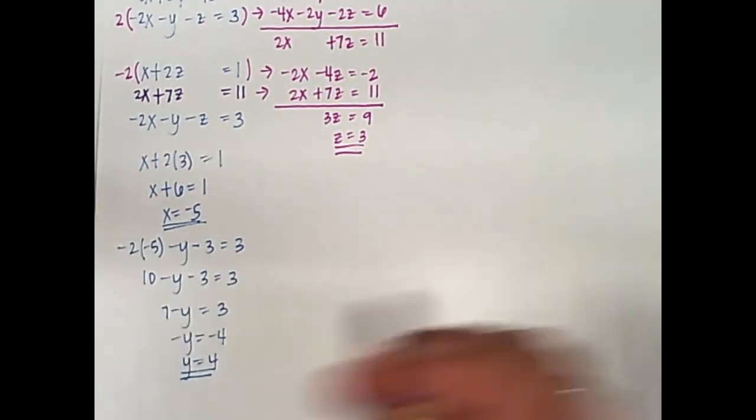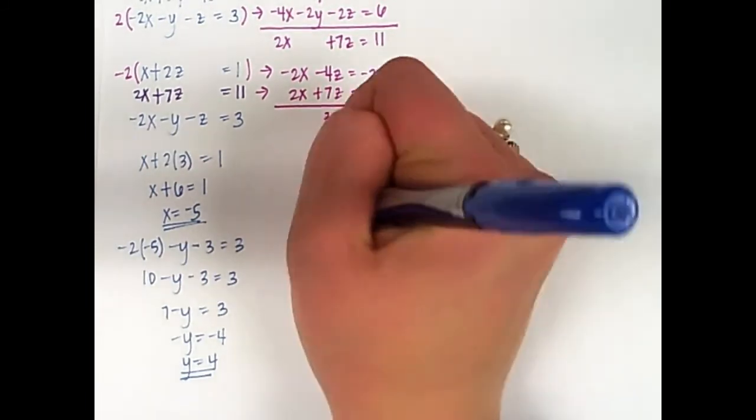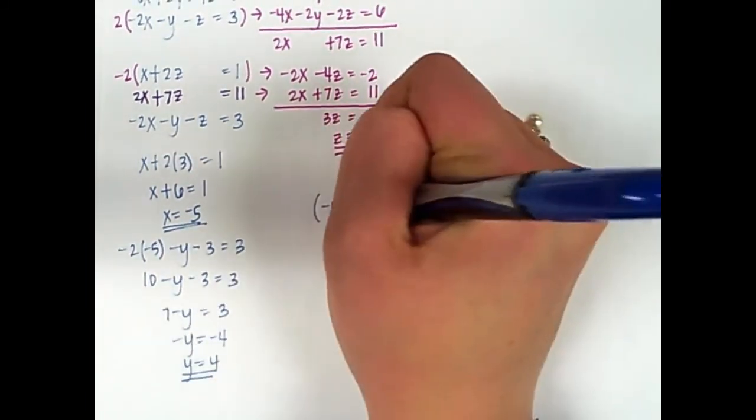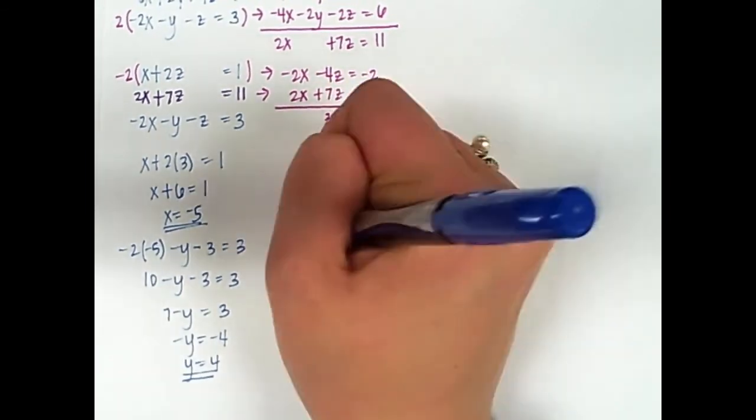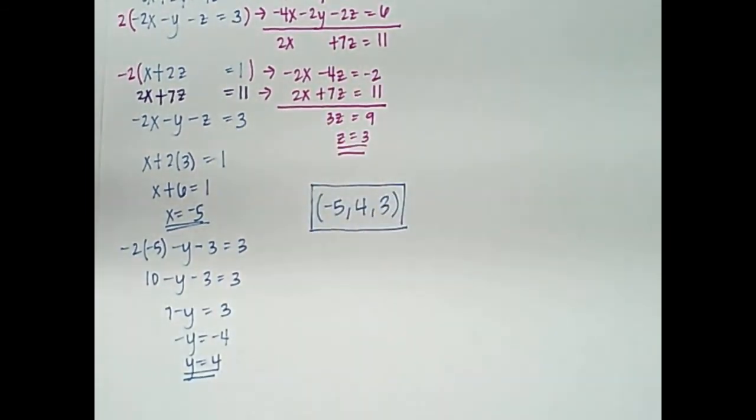Okay, so now my answer is just negative 5, 4, and 3. Again, check it by plugging it into every single equation from the beginning, and if it works out, then you did it right. Okay, so I am going to stop here and continue on with the next problems in the next video.